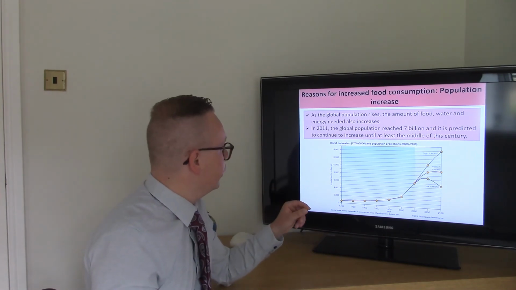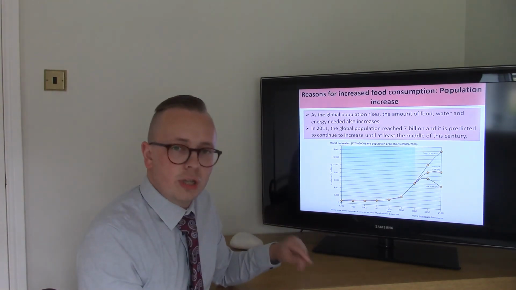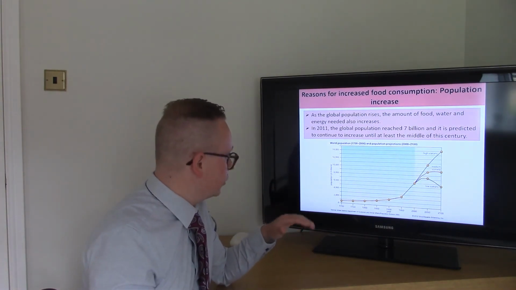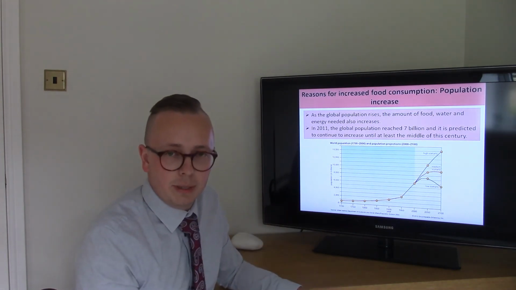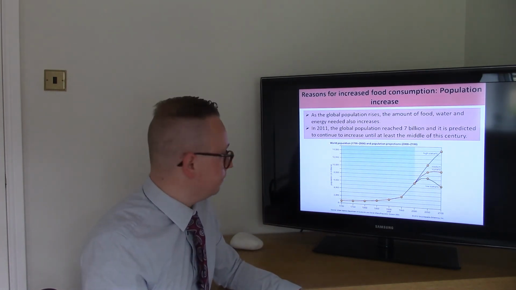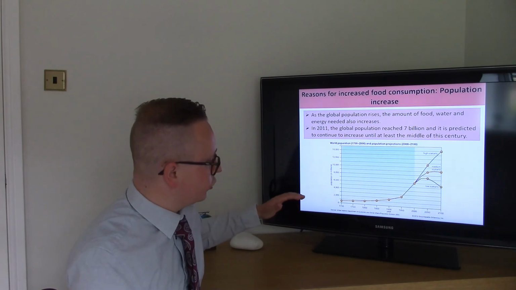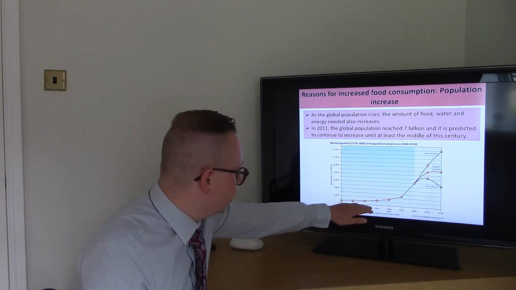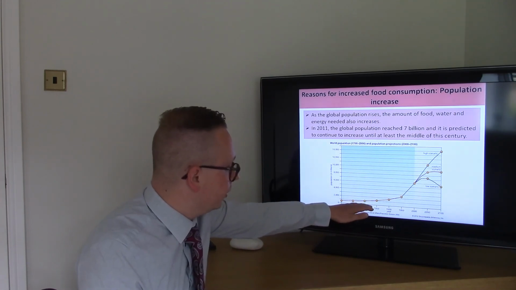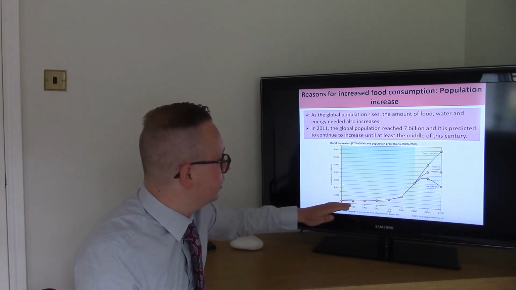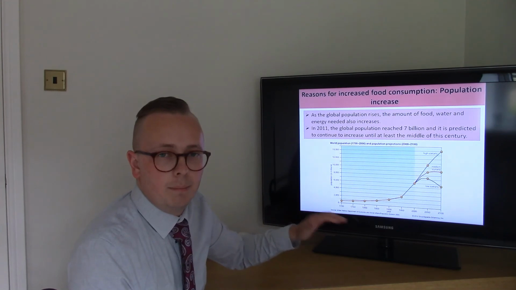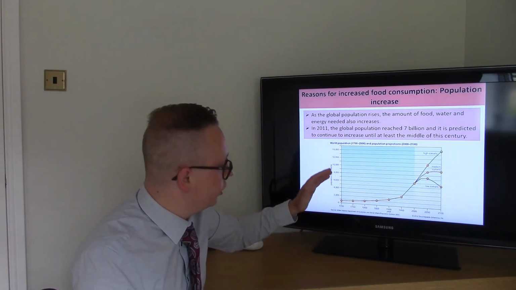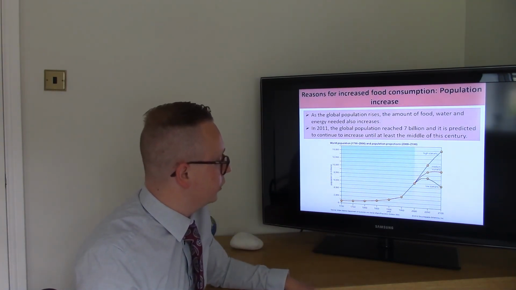In 2011, the global population reached 7 billion, and it's predicted to continue to rise until at least the middle of this current century. Now, world population has grown rapidly. It was only back in the 1950s when we had just over 2 billion people, and by 2011 it had rocketed up to 7 billion, and it's continuing to grow at present.